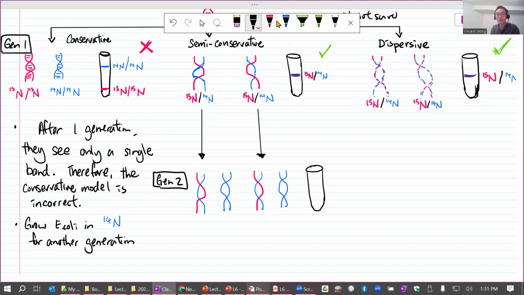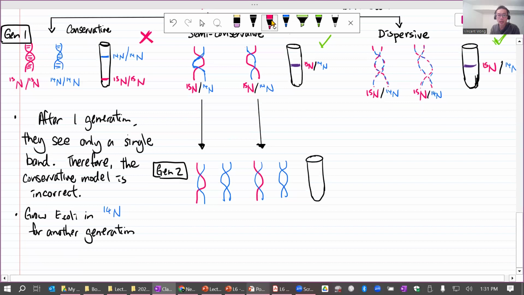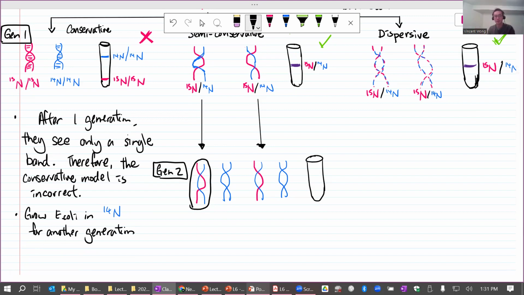Yes, because it came from generation 1. Oh, no. This is only generation 2. No. Okay, I see what you mean. Yes and no. This one here is one DNA. The DNA is not gonna separate. The strands are not gonna separate. Oh, okay. So try again.